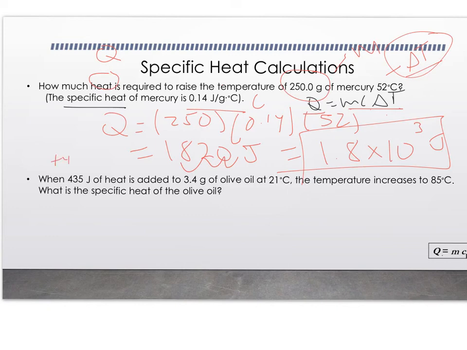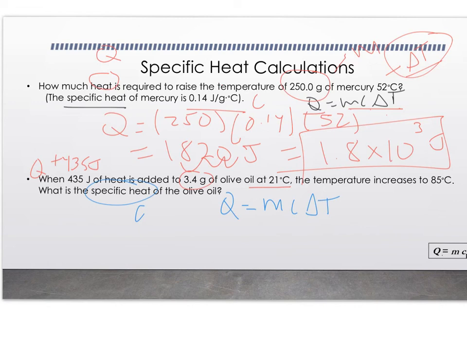The next problem is saying when 435 joules of heat is added, so if you add heat to something, it's going to be a positive 435 joules because it's going into the system. Heat is your Q. You add it to 3.4 grams, that's your mass, of olive oil at 21 degrees Celsius. If the temperature increases to 85 degrees Celsius, what is the specific heat of the olive oil? Okay, so what is the specific heat? That is your C.